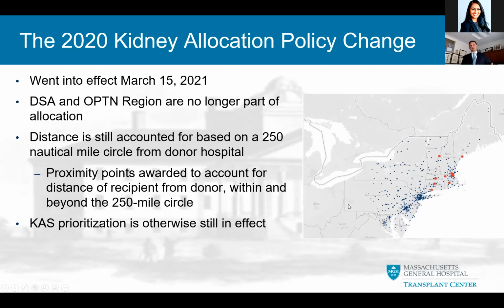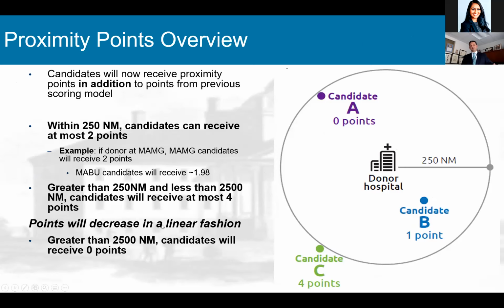Now, there is some prioritization. A lot of the CAS prioritization is still in effect. And the proximity points was added. So for example, if this is the donor hospital, as I mentioned, this is the 250 nautical mile circle. If this donor hospital was a transplant center and there's somebody waiting at this hospital, that patient will get 2 extra points. Halfway through the circle, patients at this hospital get 1 point. If there is a hospital right at the edge of the 250 nautical mile circle, these patients will get 0 points. Now, patients outside the circle, they do get 4 points, but they're allocated after the circle first. And I'll show that in a minute.